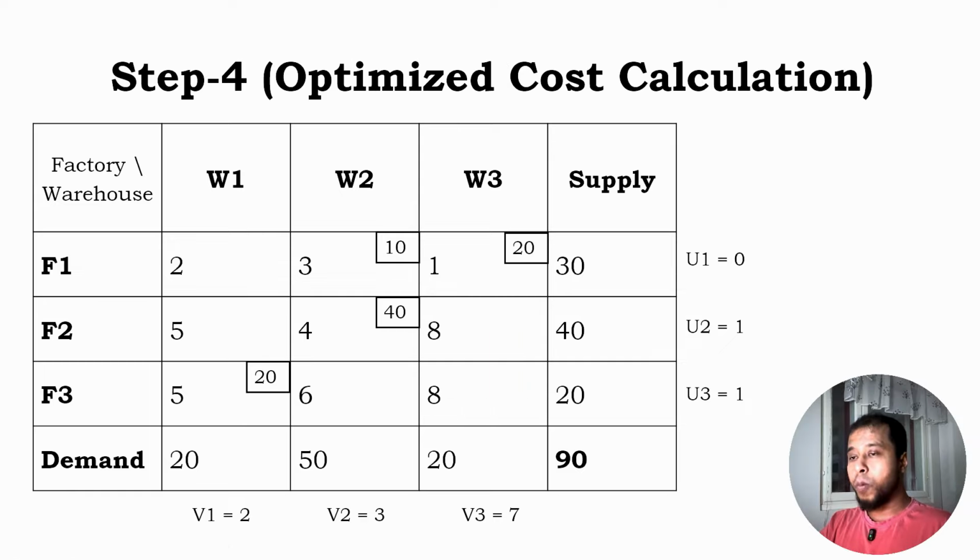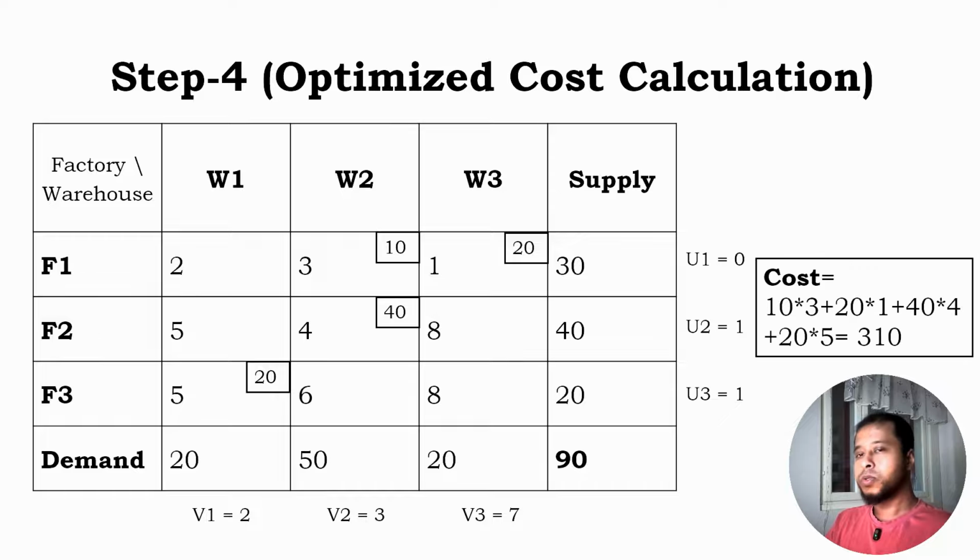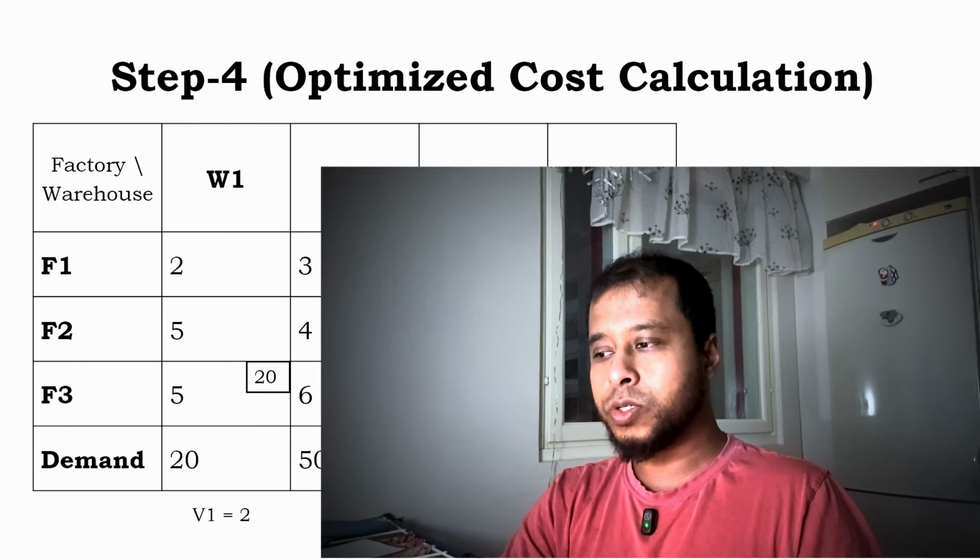This is what our optimized cost calculation looks like. So let us now find out the cost. The cost will be 10 multiplied by 3 plus 2 multiplied by 1 plus 40 multiplied by 4 plus 20 multiplied by 5, which is 310. So this is our optimum solution, and our optimum cost, or the lowest cost, is 310.